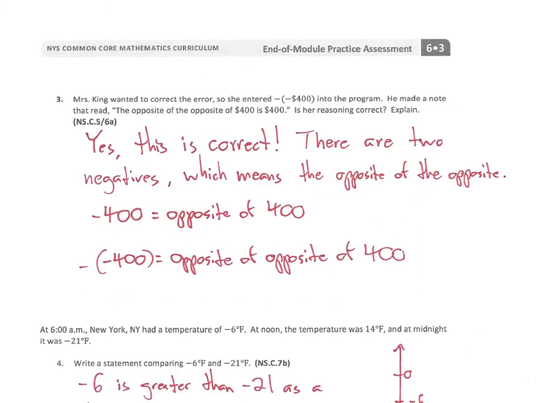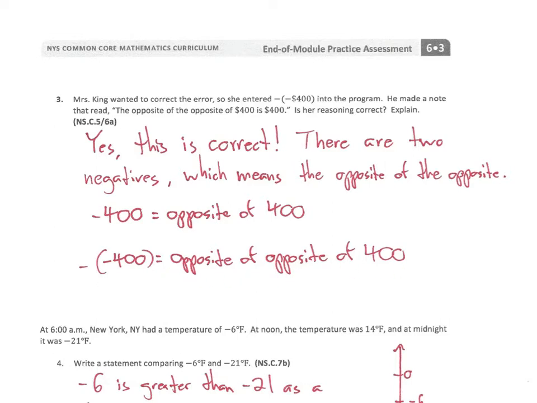Okay, number 3. Mrs. King wanted to correct the error, so she entered negative $400 into the program. She made a note that read, the opposite of negative 400 is 400. Is her reasoning correct? And so, yes, that is correct, because there's two negatives. Remember that we can think of the negative as saying the opposite. So negative 400 would be the opposite of 400, and that makes sense, right? When you have negative 400, you're thinking the opposite of 400.